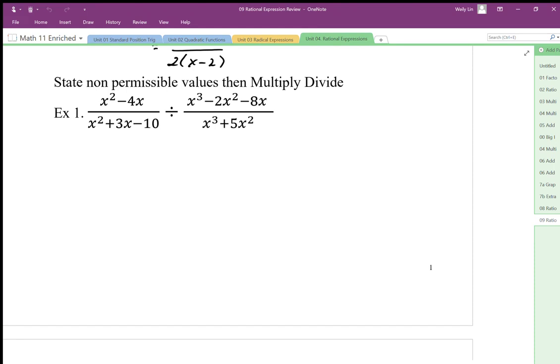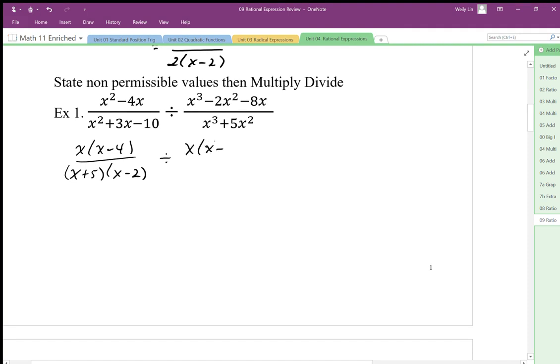For multiplying and dividing, we need to keep track of the same things. We need to still factor. So in this case here, we're going to factor this expression. So we end up with x minus 4 over x plus 5, x minus 2, divided by, factor the common factor of x squared minus 2x minus 8. And here again, factor out the common factor, and we end up with x plus 5.